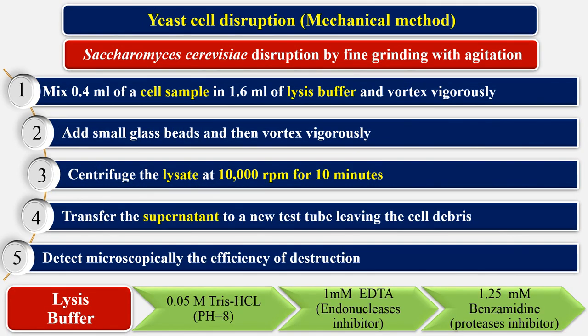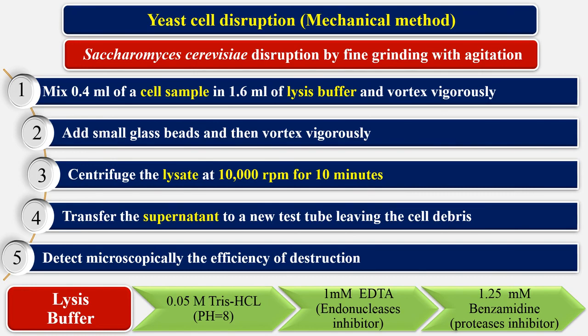The second experiment is yeast cell disruption using mechanical method. Here we will use Saccharomyces cerevisiae, disruption by fine grinding with agitation. First, mix 0.4 ml of a cell sample in 1.6 ml of lysis buffer and vortex vigorously. Then add small glass beads and then vortex vigorously.